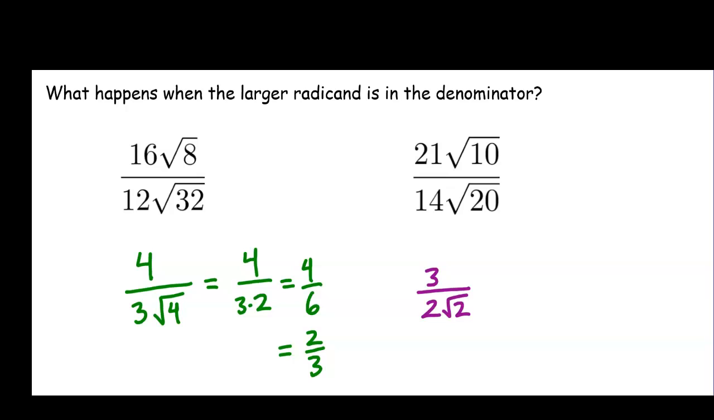If you recall from the previous video, there were 3 rules for something to be in simplest radical form. The radicand could not have any perfect square factors, there could not be a fraction inside of the square root, and there could not be any square roots in the denominator, which we have here. And that leads us into our last piece of rationalizing.